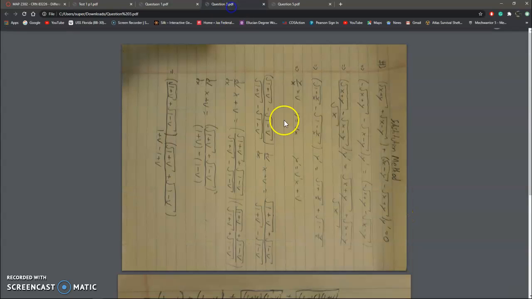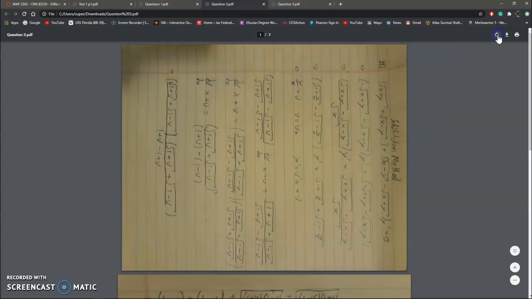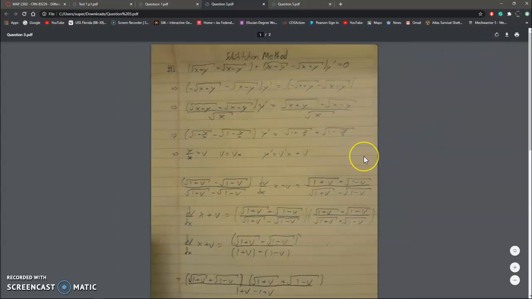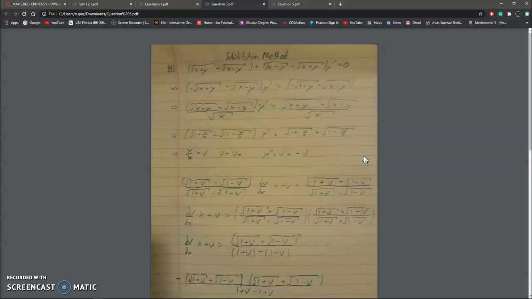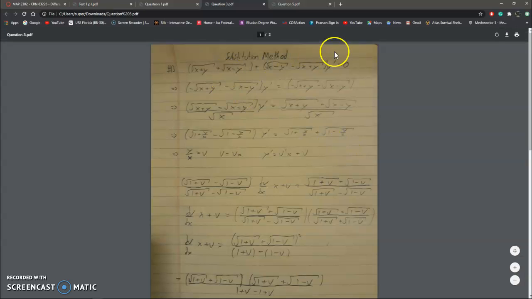So now on to 3. 3 I completely messed up on. I did not read it right. It is a substitution, which looking at it is quite obvious. You got a lot of the same things going on.